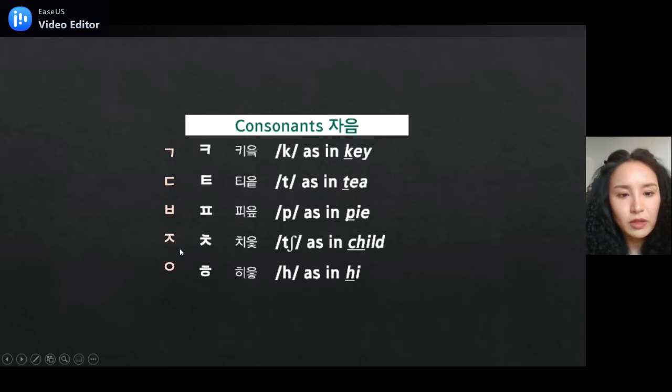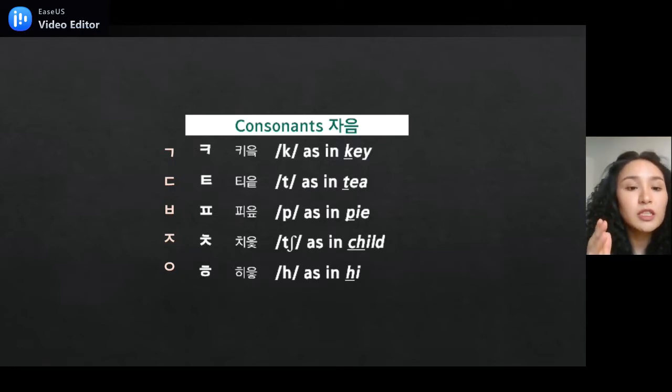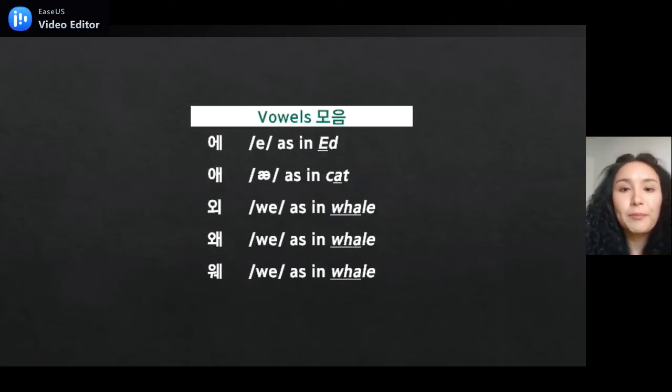So these set of consonants are voiced consonants. So they go g, d, b, j, ng, isn't it? However, this set of consonants are all aspirated or voiceless consonants. As I explained in our very first video, you can see the visual systematicity between these letter shapes.